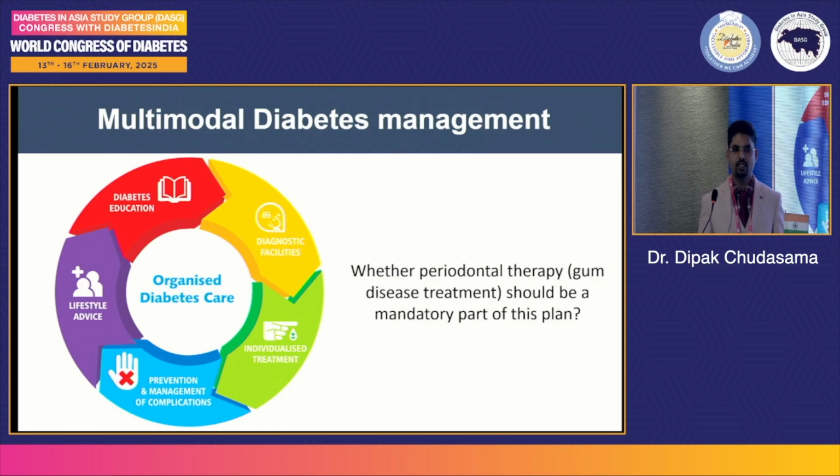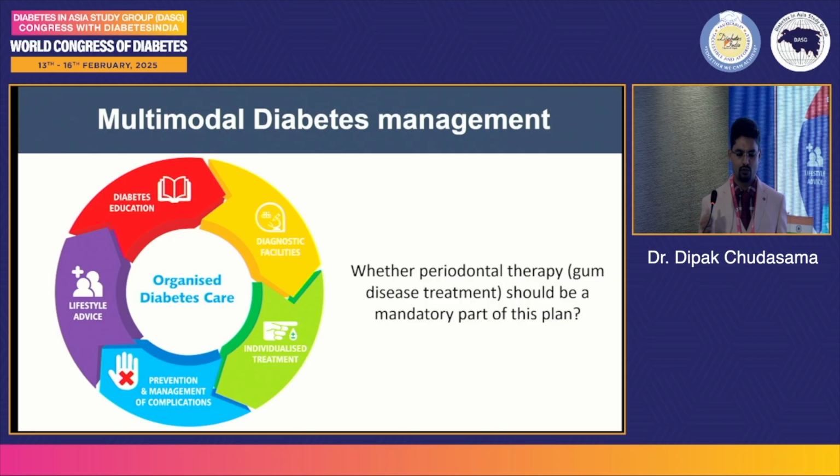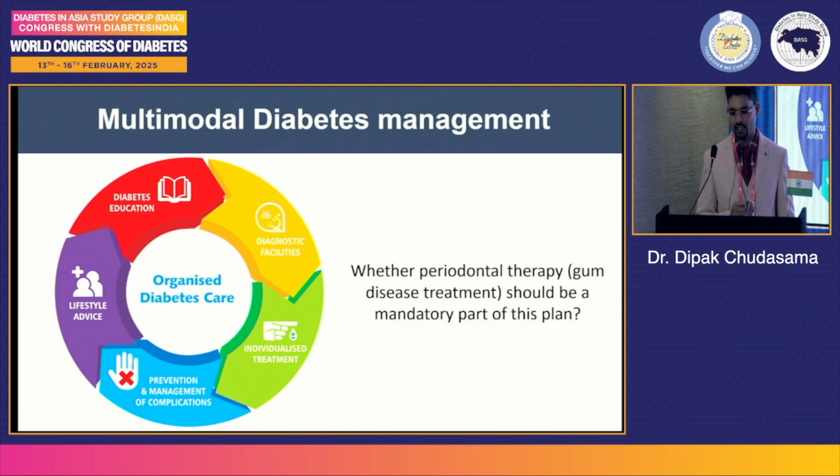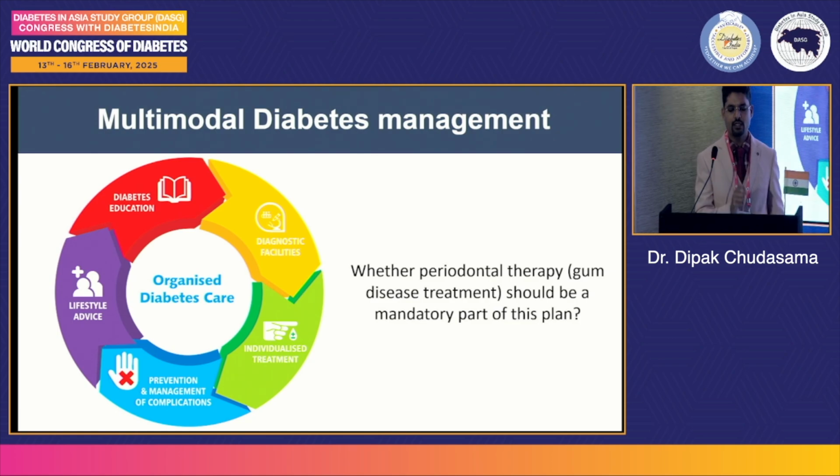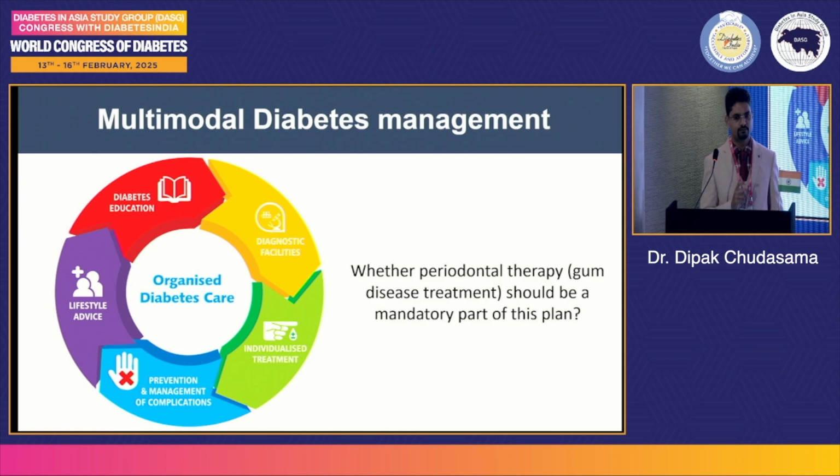Diabetes management is a multimodal therapy. Like we say, diabetes education is a must, diagnostic facilities should be there, and individualized treatment should be there. It's not like one shoe fits all. Prevention and management of complications by screening, by treating them, and lifestyle advice is the first priority. So should periodontal therapy or disease treatment be a mandatory part of this plan?